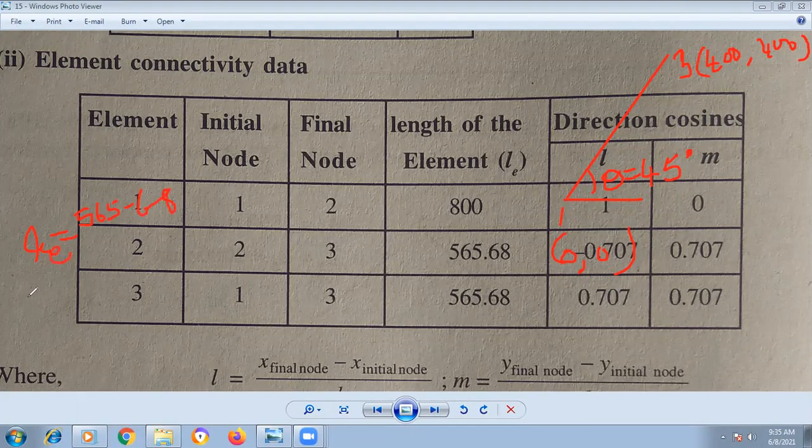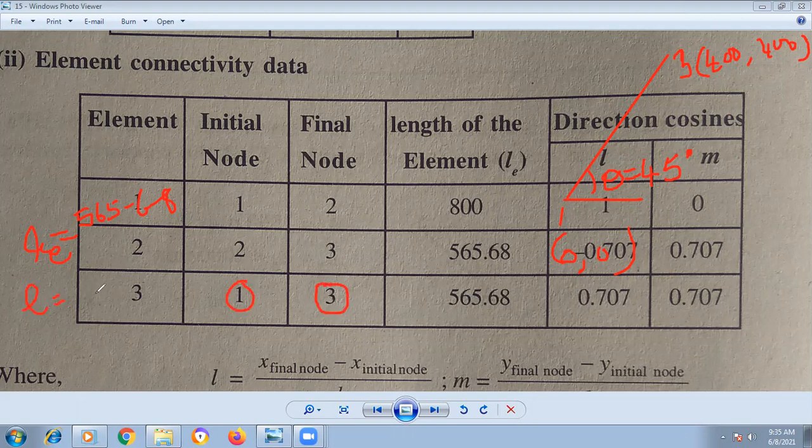So length of the element is 565. Cos 45 is 1 by root 2, which is 0.707. Sin 45 is also 1 by root 2, which is plus 0.707. Or if you take the direction cosines, x2 minus x1 by LE, 1, 3 I have taken. 1 is the initial node and 3 is the final node.